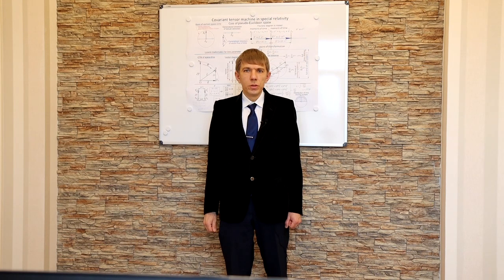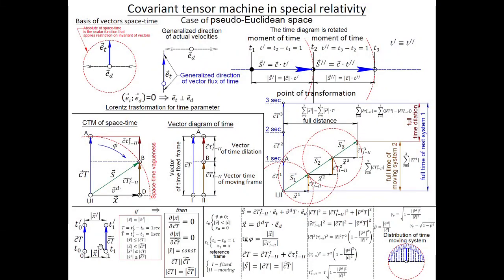From past videos, it is well known that the CTM is a graphical and analytical method that defines the connection between vectors in general. The goal consists of searching for head vectors in space-time and the connection between them. Let's say I have two reference frames, 0 and 1. Every system has a proper time, determined as CT and CT wave vectors.